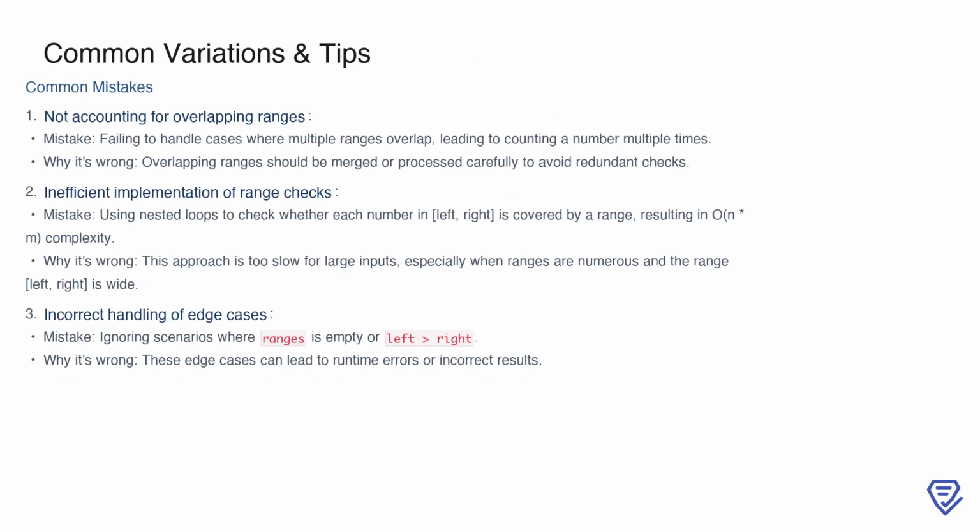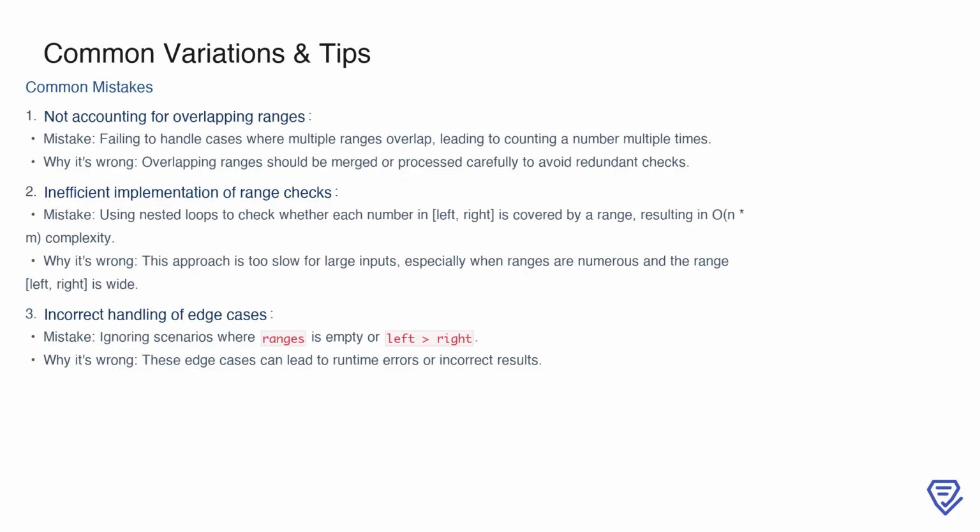When tackling this problem, it's important to avoid some common mistakes that can trip you up. One frequent issue is not properly accounting for overlapping ranges. For example, if multiple ranges cover the same number, failing to merge or process these overlaps carefully could lead to redundant checks or incorrect results. Overlapping ranges should be handled in a way that ensures each number is only counted once.